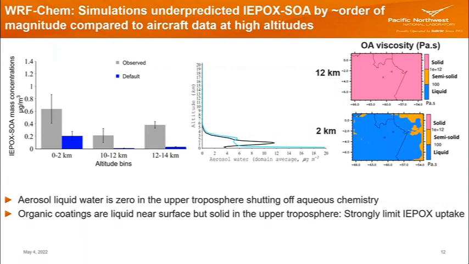But the main thing was, if you look in the upper troposphere, like 10 to 12 kilometers or 12 to 14 kilometers, there the model really struggled. The IEPOX SOA which the model predicted was 10 times lower than measurements. That was a huge discrepancy, and there were very real reasons for that. If you look at the viscosity plot, near the surface it is all liquid-like, but at 12 kilometers altitude the organic aerosol is solid.